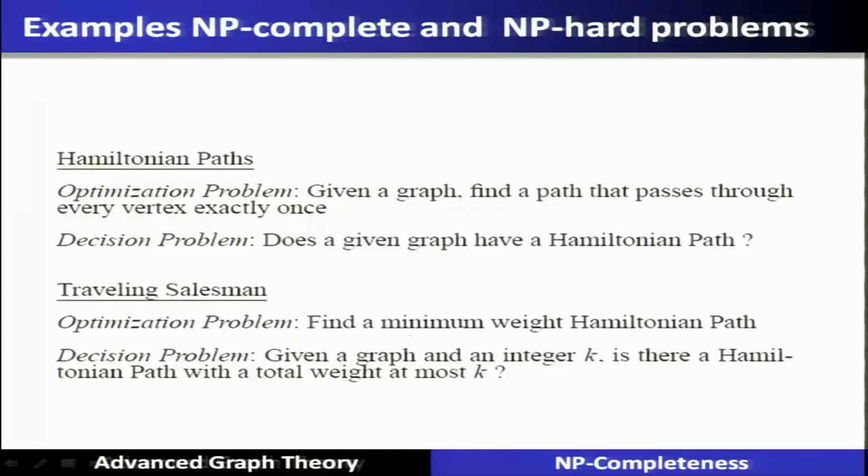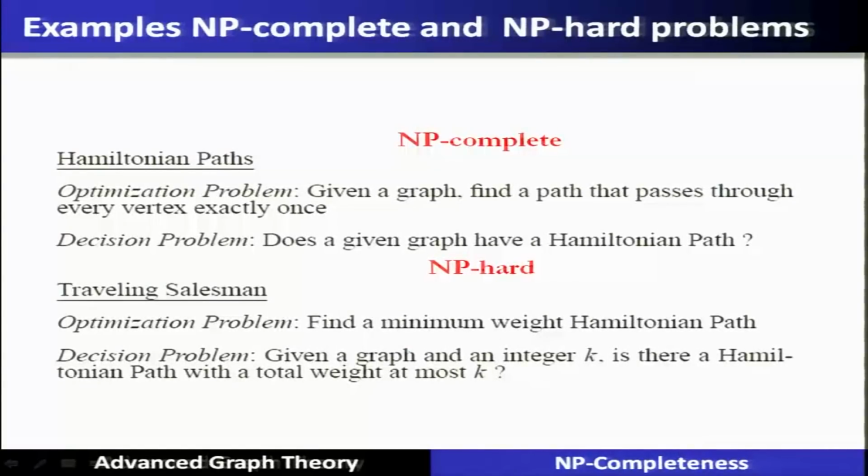Now, examples of NP complete and NP hard problems. We will see the Hamiltonian path problem. It is an optimization problem: given a graph, find a path that passes through every vertex exactly once. The decision version is: does a graph contain a Hamiltonian path? It is a yes or no problem. This is NP complete. Another example, which is called an NP hard problem, is the traveling salesman problem.